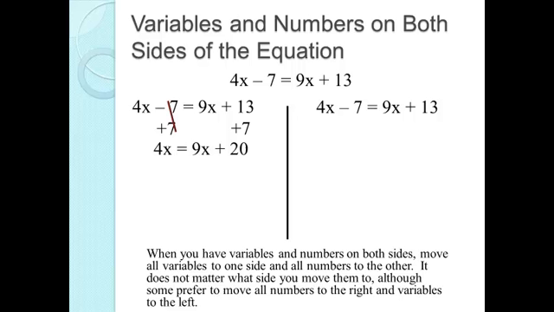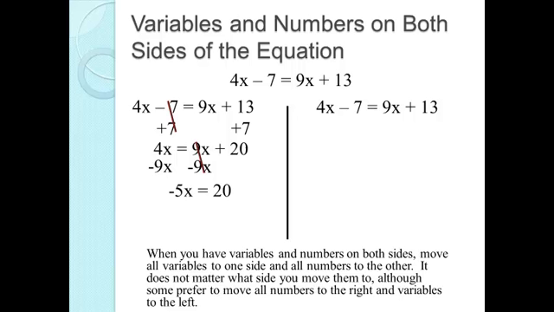Since I moved all numbers to the right-hand side, I will now move all variables to the left. I can move 9x to the other side by adding a negative 9x to both sides. 9x and negative 9x cancel, and 4x plus negative 9x gives me negative 5x. I now have negative 5x equals 20.